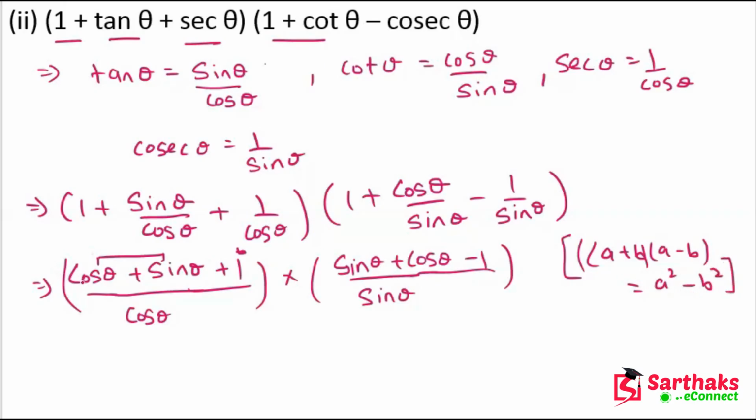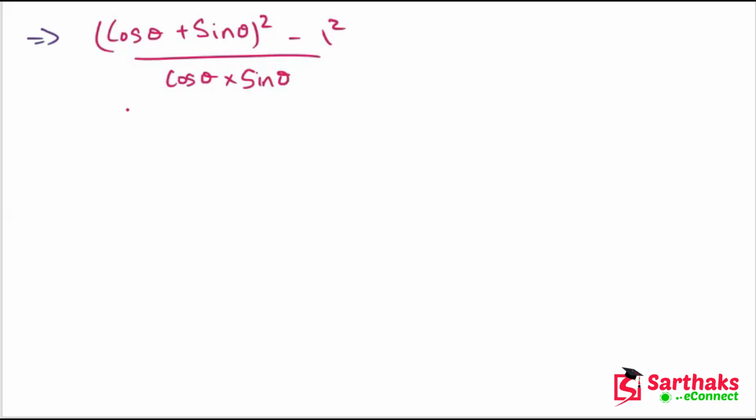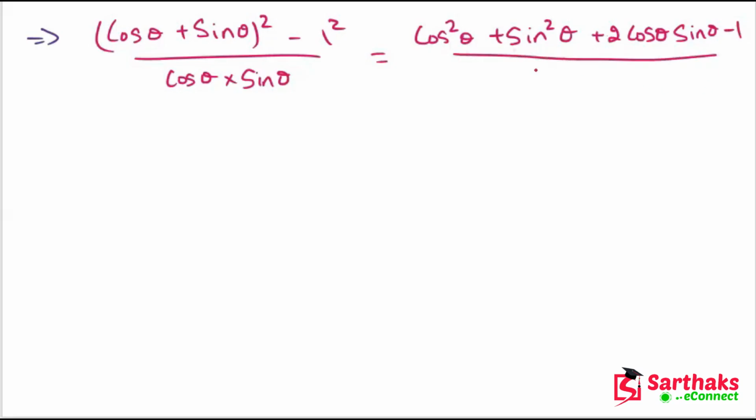Okay, and in this case what is A? Cos theta plus sin theta. Okay, and what is B? 1. So we can write it as (cos theta plus sin theta) whole square minus 1 square, divided by cos theta into sin theta. Okay, now we have to expand this equation. So we get cos square theta plus sin square theta plus 2 cos theta sin theta minus 1, divided by cos theta sin theta.